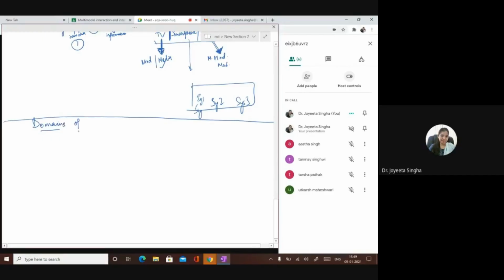Now, domains of multimodal system. Active input. Okay.